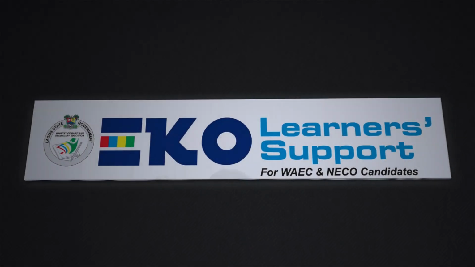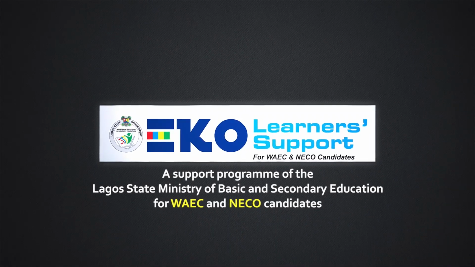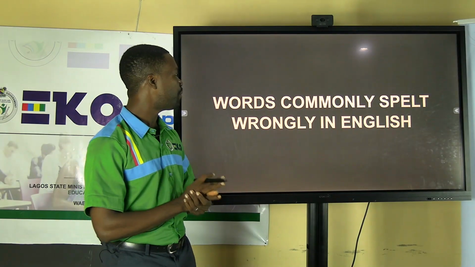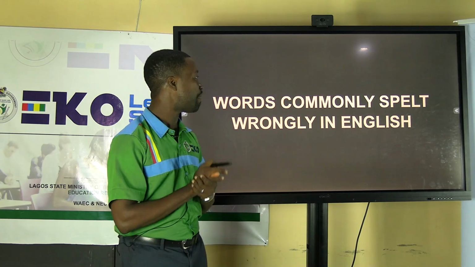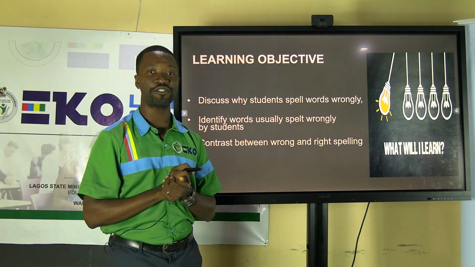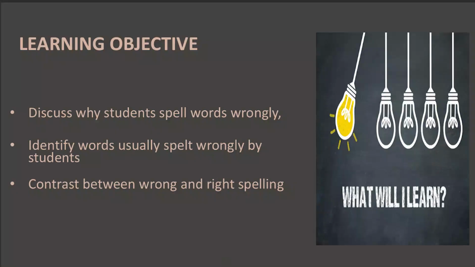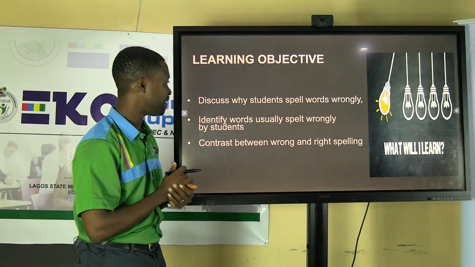Eko Learners Support, a support program of the Lagos State Ministry of Basic and Secondary Education for WAEC and NECO candidates. We are going to be looking at words commonly spelled wrongly in English. And at the end of today's lesson, I believe that students will be able to do the following: discuss why students spell words wrongly, identify words usually spelled wrongly by students, and lastly, contrast between wrong and right spellings.